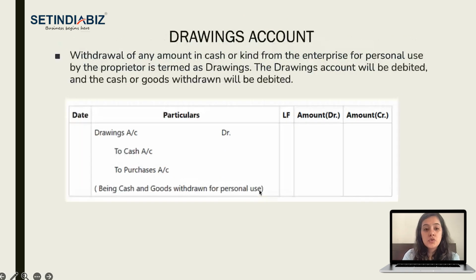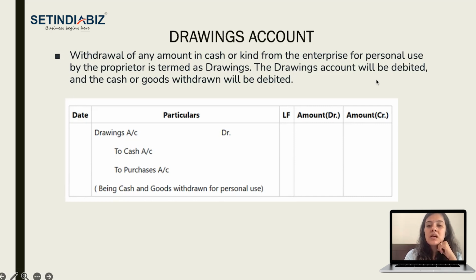Next is the drawings account. Drawings means whenever the owner of the company is drawing from the company, right? Withdrawal of any amount in cash or kind from the enterprise for personal use. Drawings are always for personal use, then only it will be recorded in this way. If the withdrawal is for office purposes, it will not be recorded.